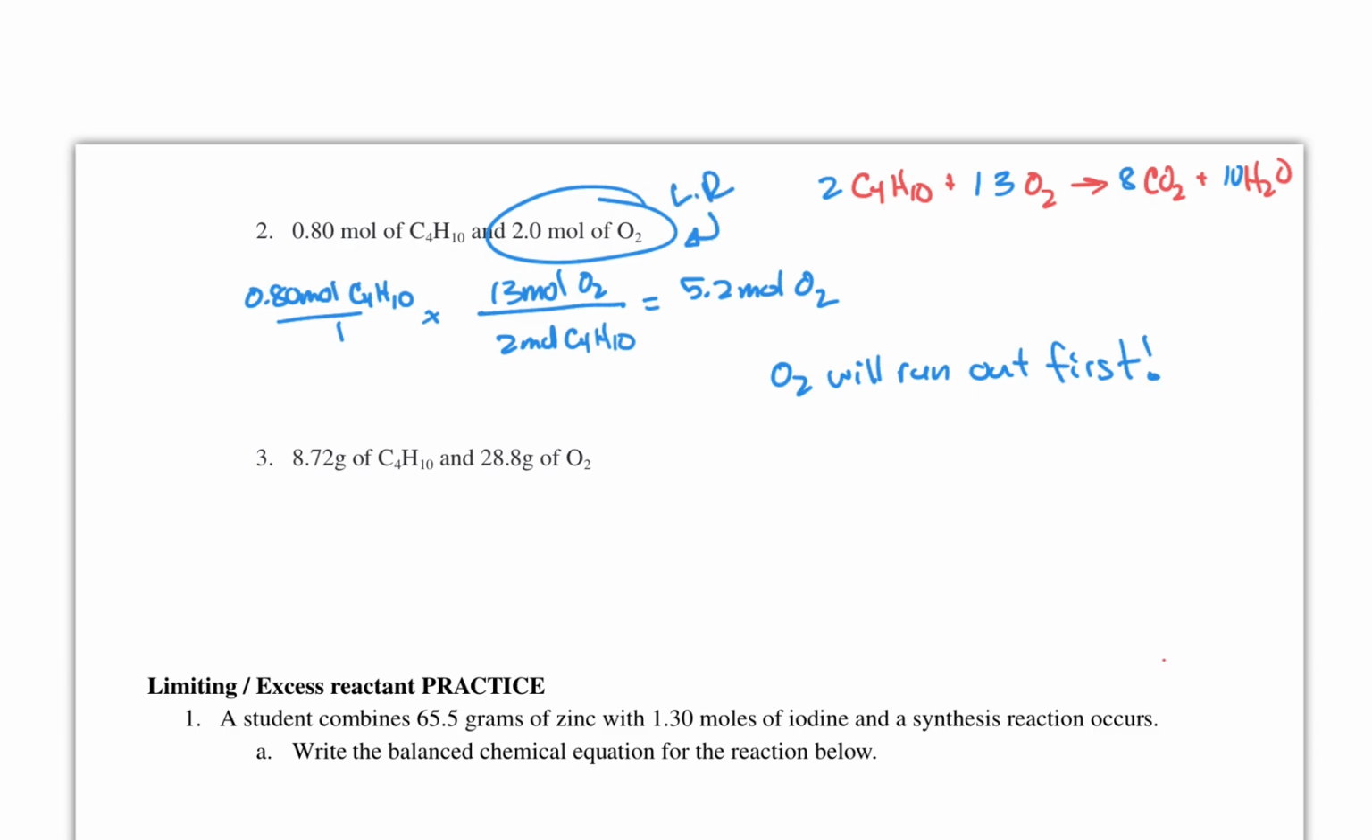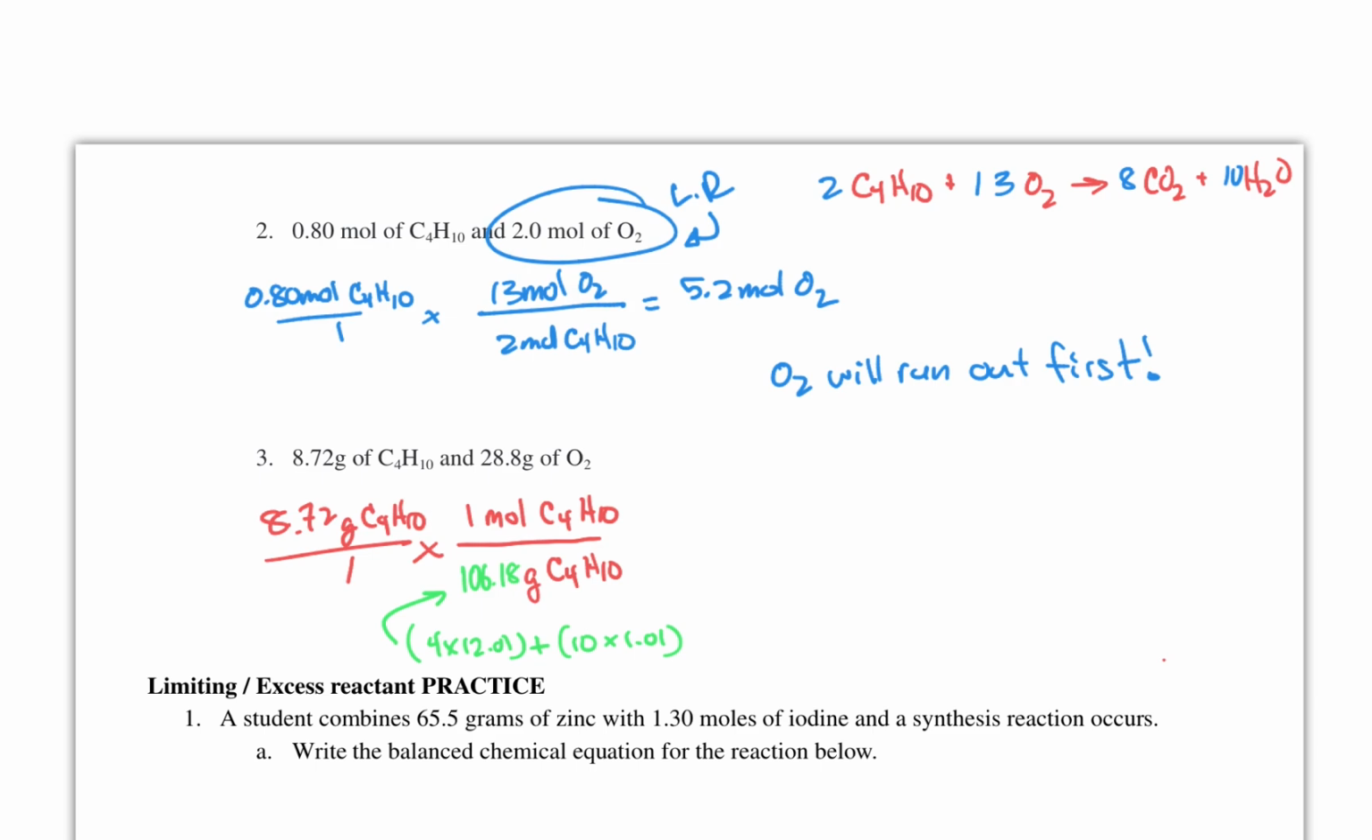In question number 3, we're going to do the exact same process, but instead of mole to mole, we're going to do grams to grams. So we're going to start with 8.72 grams of butane, and then we're going to use the molar mass of butane to find out how many moles of butane that would be. Then we're going to use the balanced chemical equation to convert from moles of butane into moles of oxygen. And then we're going to use the molar mass of oxygen to find out how many grams of oxygen that would represent. But we're going to do it all as one big dimensional analysis problem that looks like this.